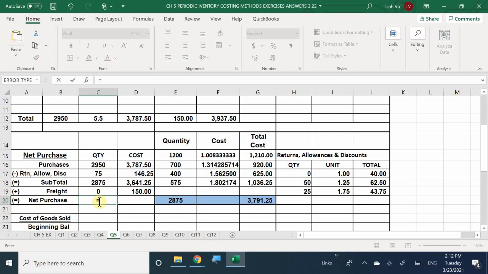So once again, 28.75, right? Because we returned 75 items, minus 0, plus 0, should give us exactly what we have here. But this time we're adding the freight. So 3641.25 plus the 150, what should we get as our grand total of net purchases? 3791.25.